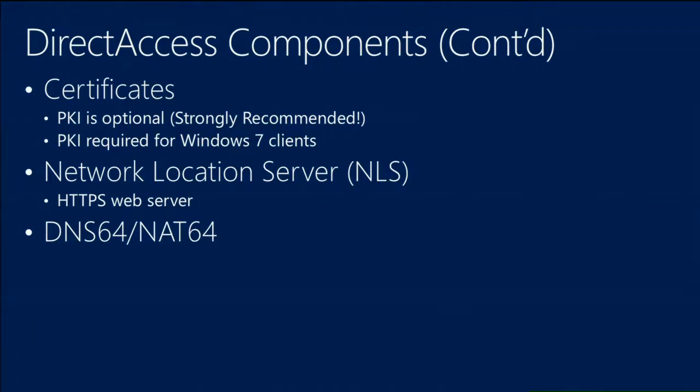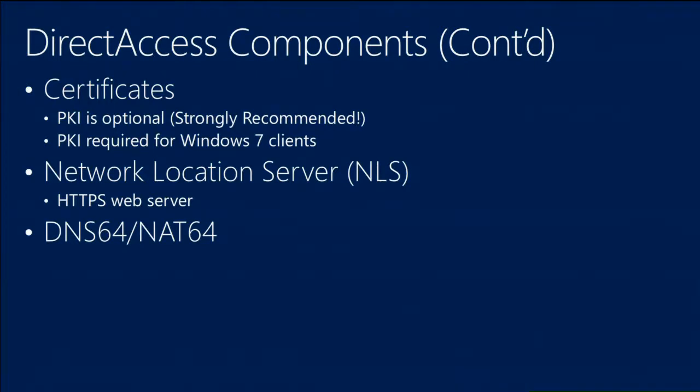DNS64 and NAT64 are included and configured out of the box. Again, these are the translation protocols that we use to allow our DirectAccess clients to talk to our intranet resources that have only IPv4 running on them. Why is that necessary? Well, it's because the DirectAccess client speaks only IPv6. So from a client perspective, this is an IPv6-only solution. Any communication that it attempts to make with CorpNet is via IPv6.